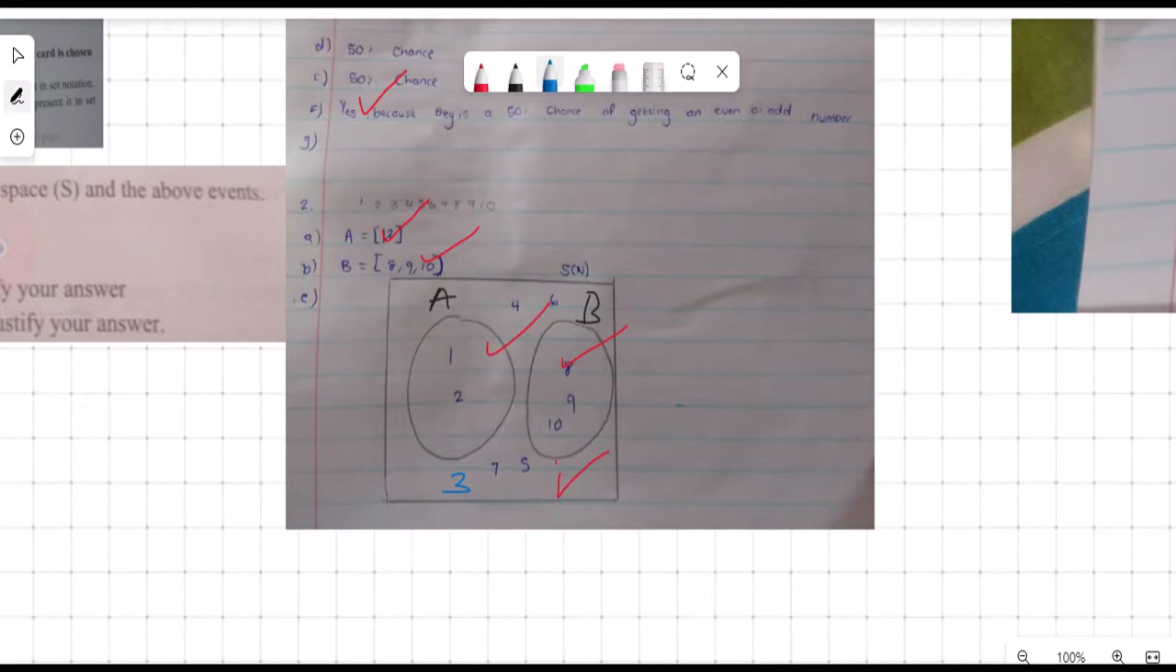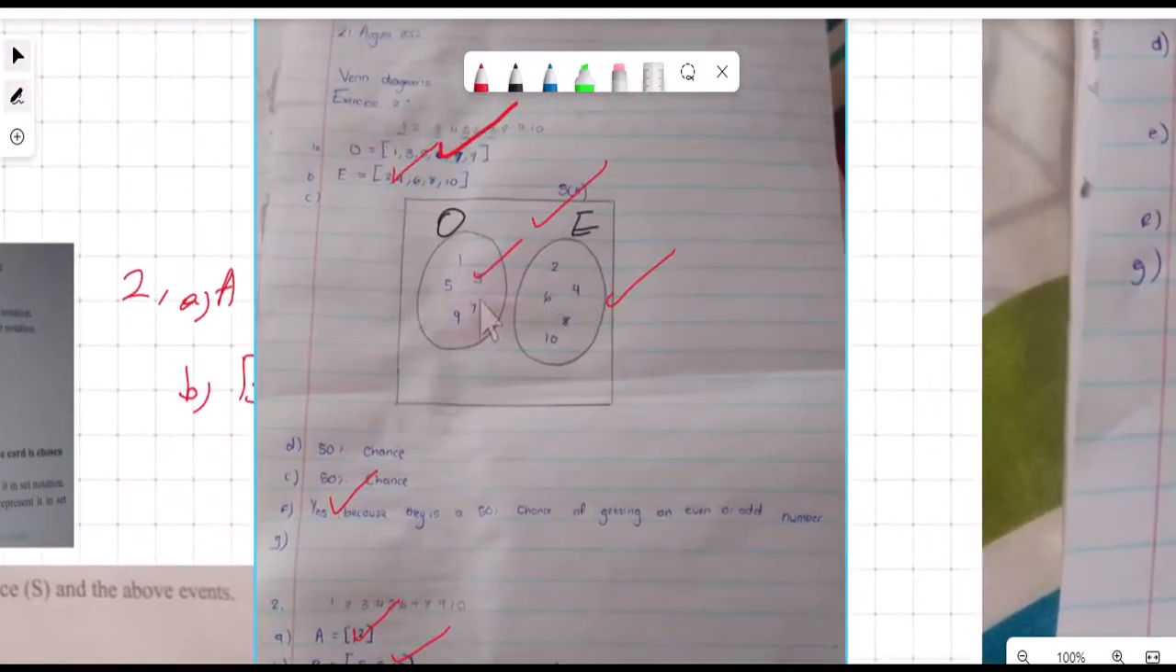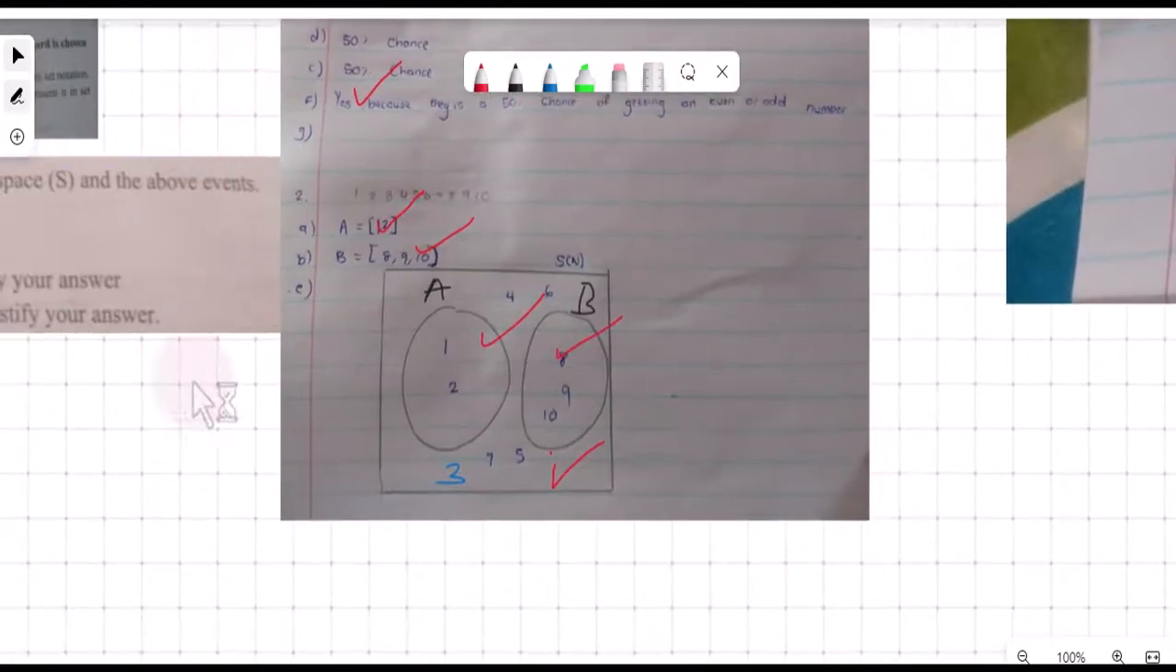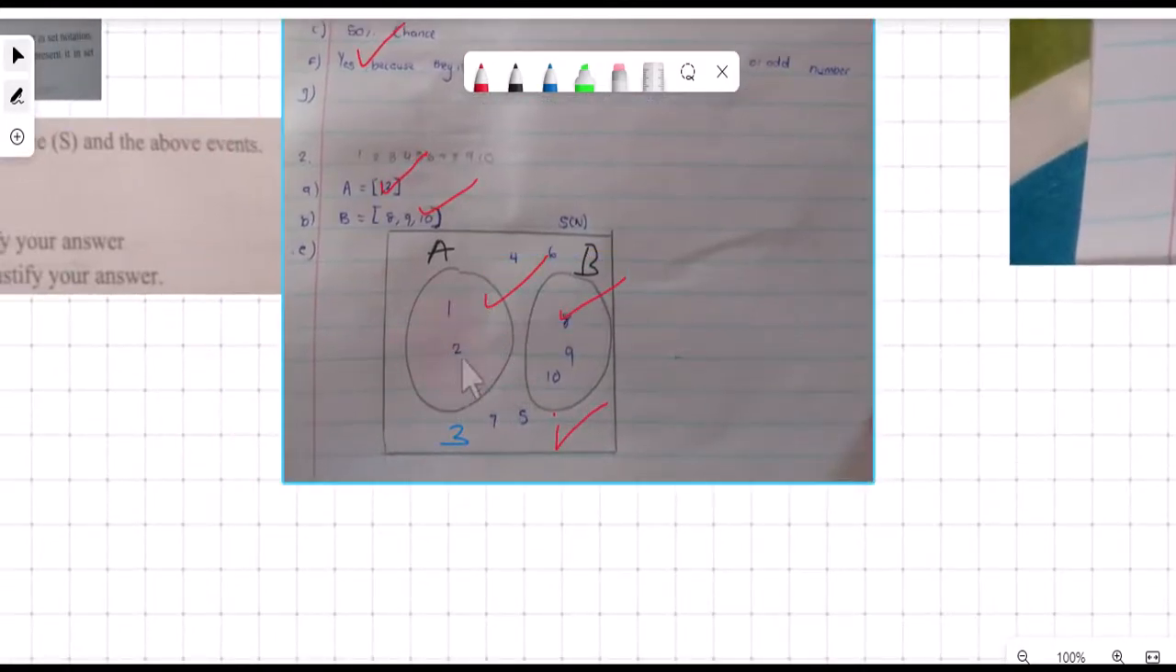Let's go back to the other one. Here we said yes, they are complementary, because whenever you draw a ball, it's either a ball that is in O or a ball that is in E. So if event O is not happening, event E is happening. That's why we say this one is complementary. But here, if event A is not happening, it does not mean that event B is happening. So that's how I say they are not complementary. Do you see the difference now?